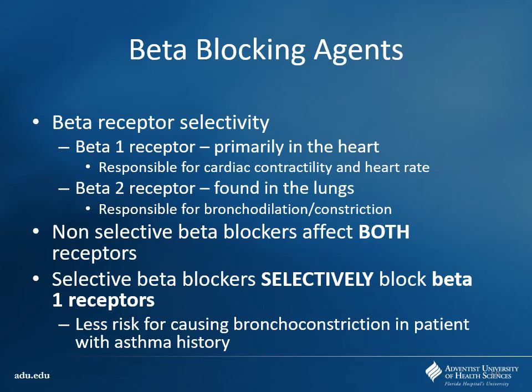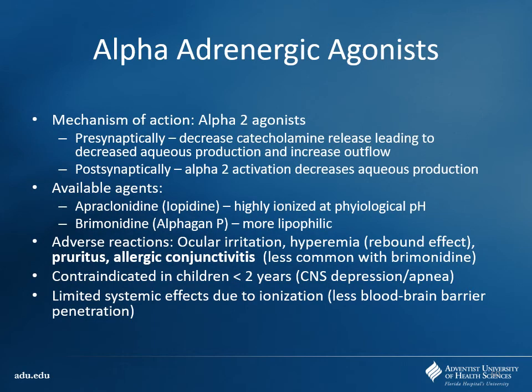Up next, we have our alpha adrenergic agonists. These are actually going to be alpha 2 agonists, and they're kind of similar to the ocular vasoconstrictors we saw before, like tetrahydrozoline. They have similar mechanisms, but this works on alpha 2 receptors versus alpha 1. Alpha 1 receptors typically vasoconstrict blood vessels, right? Alpha 2, on the other hand, are what we call autoreceptors. These work presynaptically in a lot of cases to decrease outflow of norepinephrine and epinephrine.